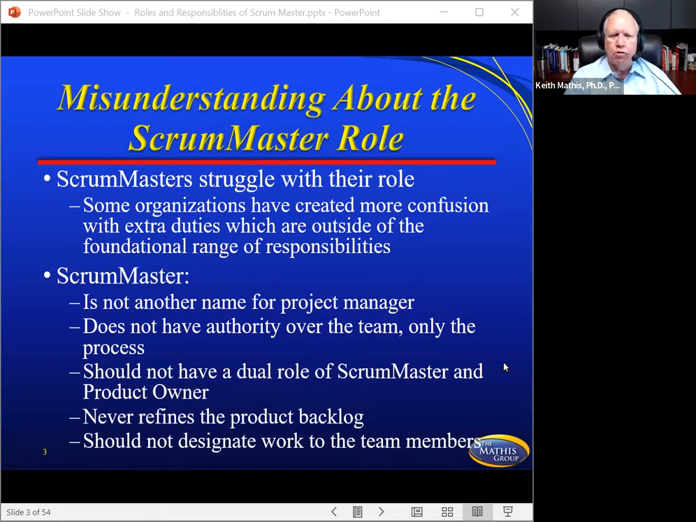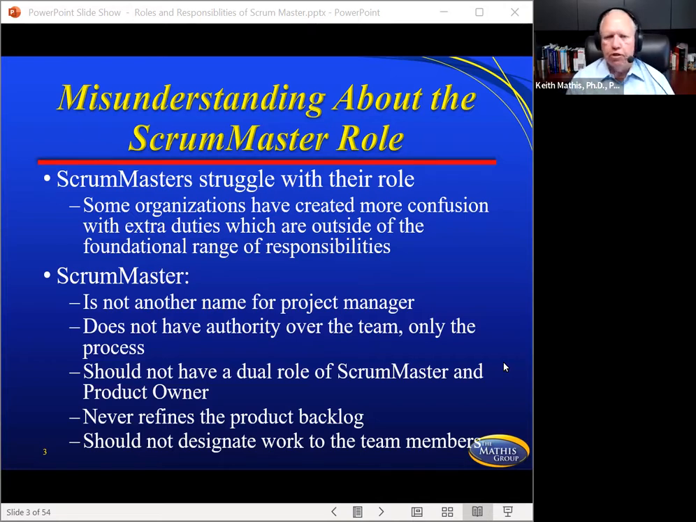Also, they should not have a dual role of Scrum Master and product owner. Many of you maybe are experiencing this where you're the Scrum Master and the product owner, two totally different focuses. The product owner is on the features, the functionality, doing what the customer wants. The Scrum Master's on facilitation, also on the process, making sure that they're doing the framework or the processes of Agile and Scrum the way it should be done. The Scrum Master never refines the product backlog. That's going to be the role of your product owner. And they shouldn't really designate work to the team members. The team members really would not be under their authority.